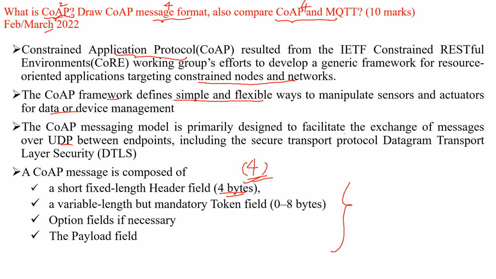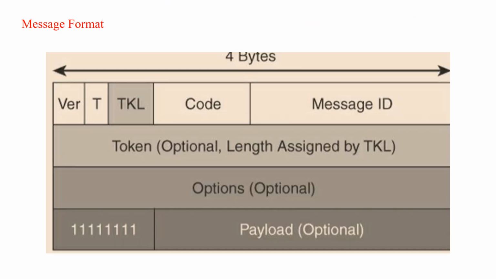Second is your variable length but mandatory token field. So the second main part is the token field, which is variable length, but it is mandatory, that is 0 to 8 bytes. Third is your option field, which is optional, and the fourth is the payload field. Okay, so mainly it is divided into 4 major parts. So moving on to the message format, as mentioned, you have mainly 4 parts.